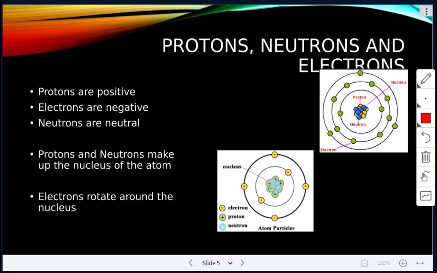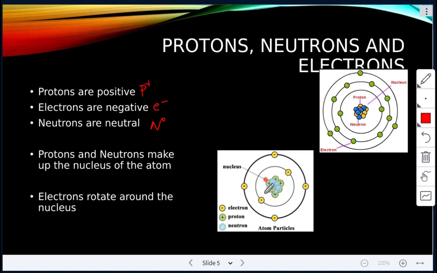Continuing our talk about protons, neutrons, and electrons. Protons are positive, and they're usually represented like this, P plus. Electrons are negative, and neutrons are neutral. And like I said before, protons and neutrons make up the nucleus of the atom.